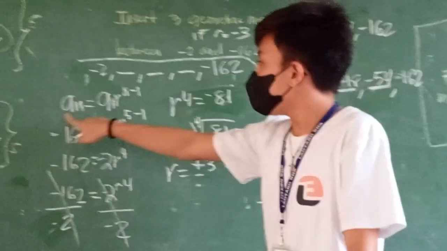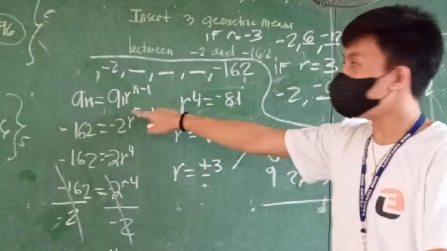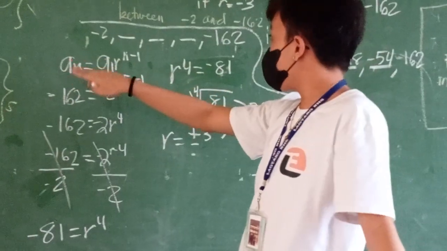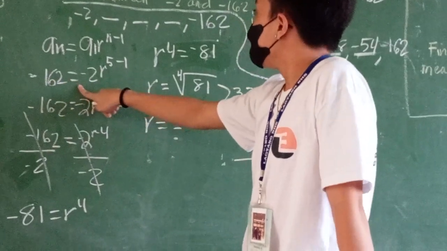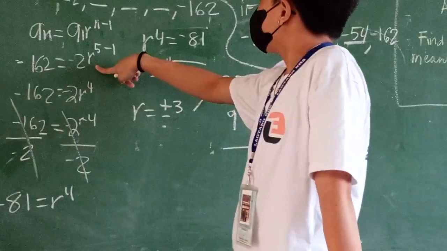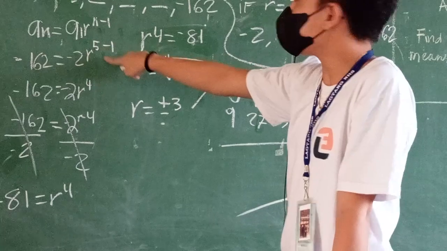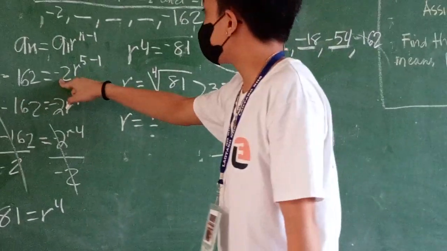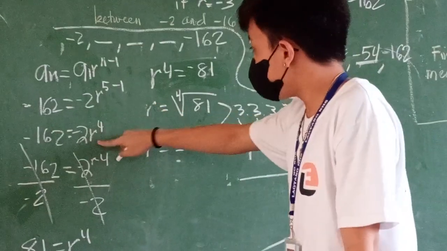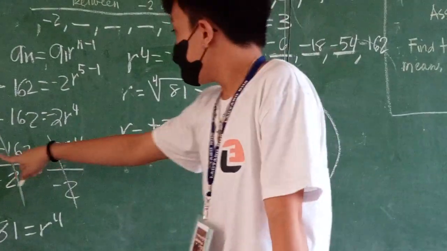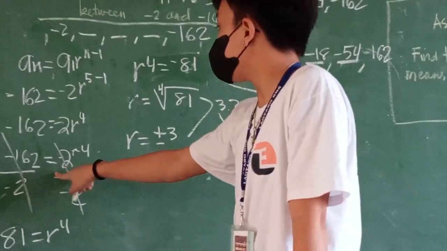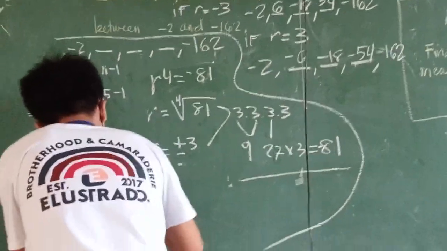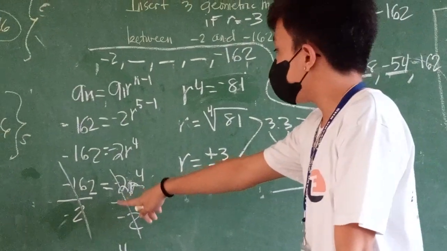So, this formula is used: a sub n is equal to a sub 1 times r raised to the power of n minus 1. So a sub n, which is the last term, negative 162, is equal to negative 2, the first term, times r raised to the power of 5 minus 1. So negative 162 is equal to negative 2 times r raised to the power of 4.